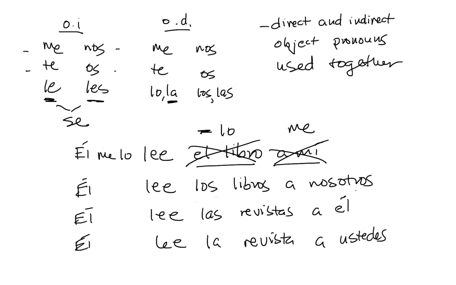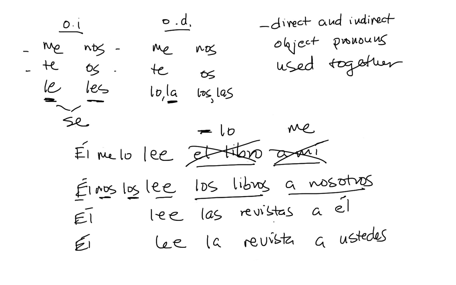Él lee los libros a nosotros. The a nosotros would become nos. The los libros would become los. Él nos los lee. Okay? That is, he reads them, the books, to us. Él nos los lee. Okay?